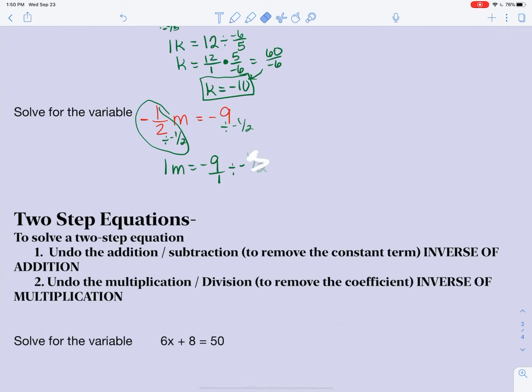Well, I wrote that wrong. Probably should have written it a different way. Apologize. -1/2 means keep, change, flip. 1m equals keep -9/1, change, times -2/1. I flipped it. So that'll equal -9 times -2. A negative times a negative on our tic-tac-toe will end up being a positive. So it's 18/1. So m equals positive 18.